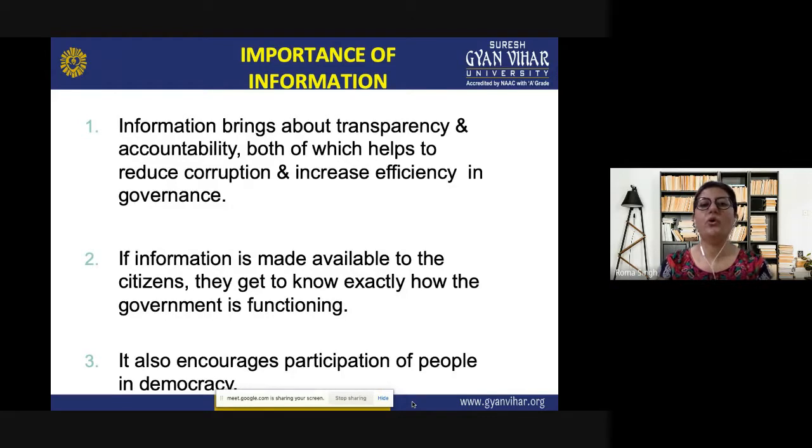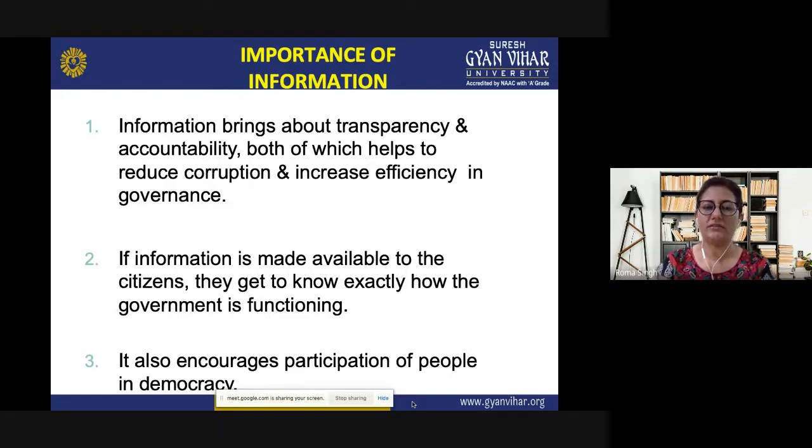So, what is the importance of information? Information actually brings transparency and accountability, which are very much required. It helps to reduce corruption, and it will also increase efficiency in the governance for which we are paying our taxes, our hard earned money. If information is made available to the citizens, they get to know exactly how the government is functioning and what kind of things are lacking in our departments, in our government working style.